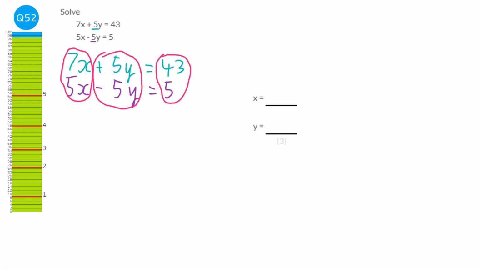Okay, now the thing we're looking at is the signs for the y's, because the coefficients of the y's are the same. Now, they're not quite the same because obviously one's plus, one's negative, but if they're the same sign, then what we're going to do is subtract. If they're a different sign, we're going to add. So S in same is S in subtract, D in different is D in add. Now looking at the signs, they're different, one's plus, one's minus, so we are going to add.